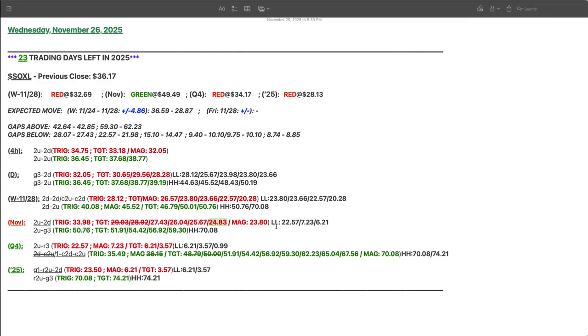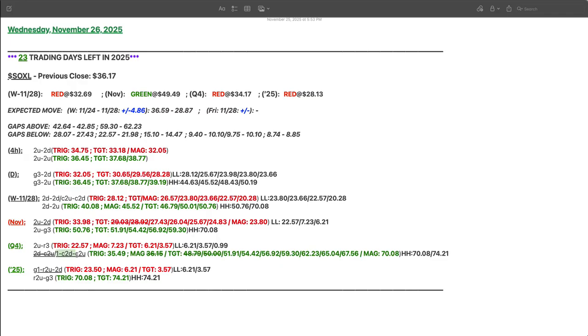Again, month is almost over, so pretty sure we're not going to reach that magnitude, right? If something crazy happens Wednesday and Friday and we end the month above 50.76, that obviously triggers the green 3 or the bullish engulfing candle. Again, I don't think that's going to happen this month, but if something crazy happens, then we've got our targets to the upside.